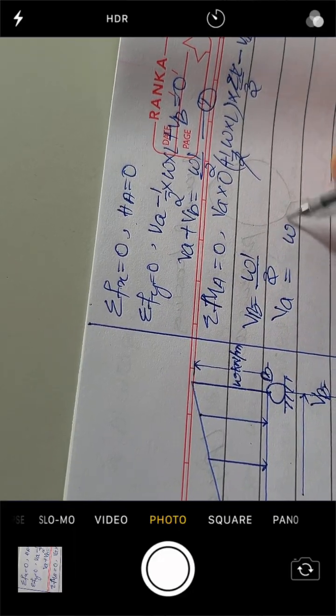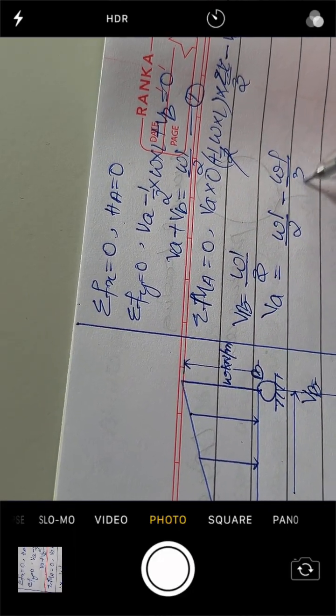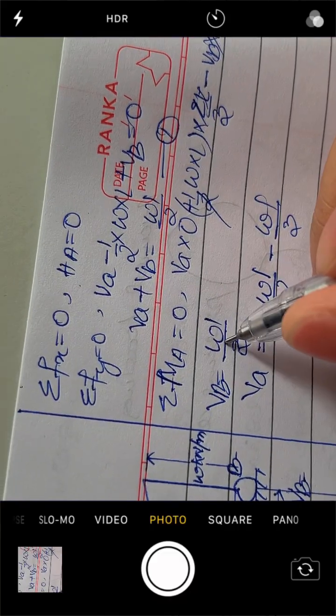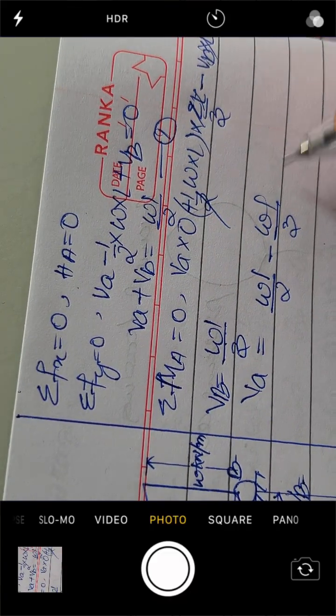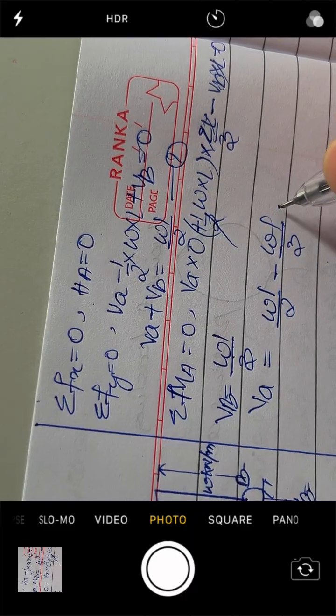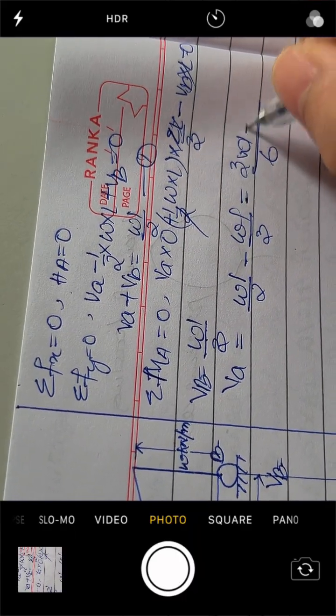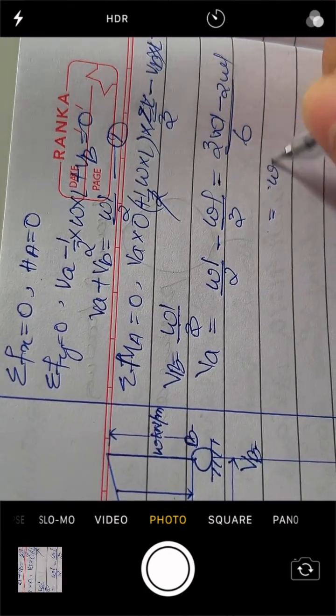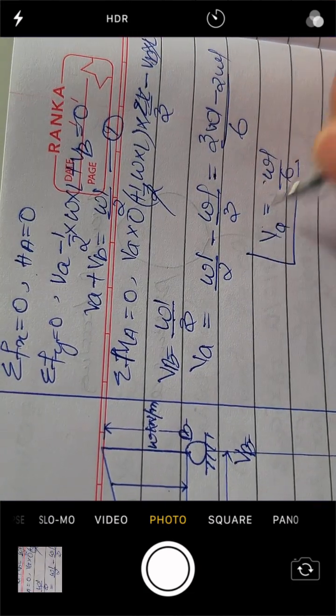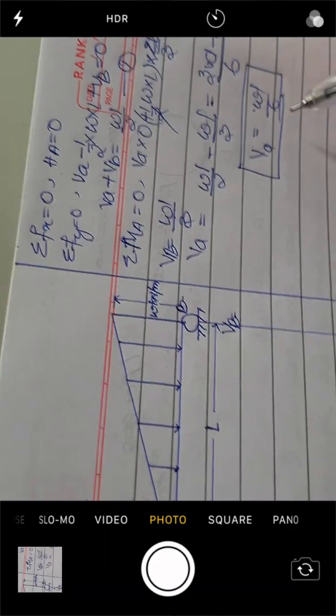Now we'll substitute this value into equation 1. Therefore, our VA becomes WL by 2 minus WL by 3. When this goes here, it becomes a minus. I hope you know all about this basics. Now from here, the common denominator is going to be 6. 3WL minus 2WL equals WL by 6.